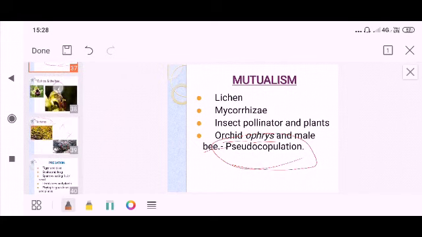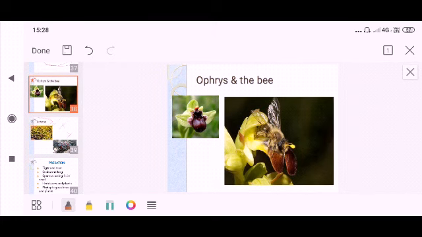Okay. So what is pseudocopulation? Listen. When you are seeing this orris and the bee, this is the bee and this is the orris flower. Okay. So orris is a flower which is representing somewhat like the female bee. So what this male bee is doing is that, unknowingly, they think that it is a female bee and approach it for copulation, for reproduction, the sexual act. So when they are approaching, they dust the sperm over the flower. Along with that, their positioning is such that over the bee, what gets dusted? The pollen grains get dusted.